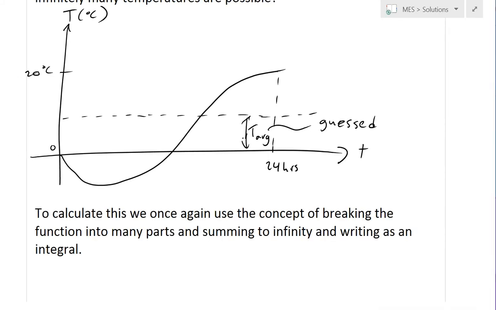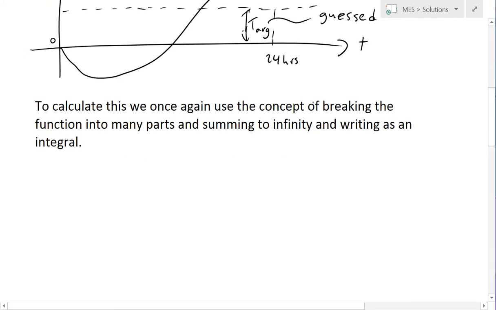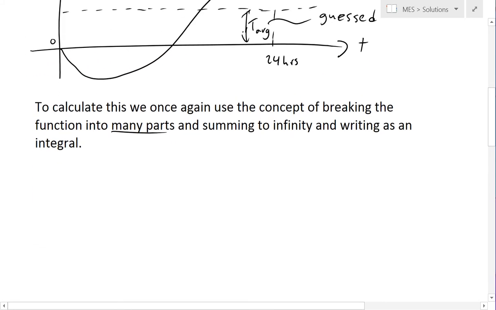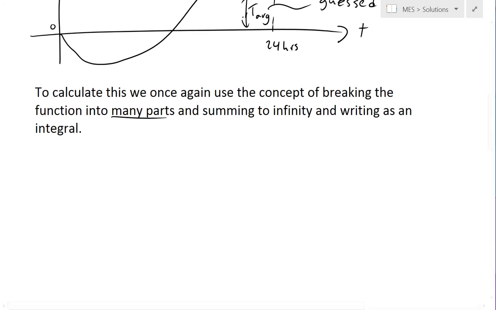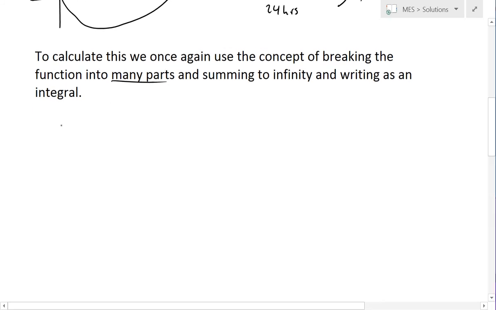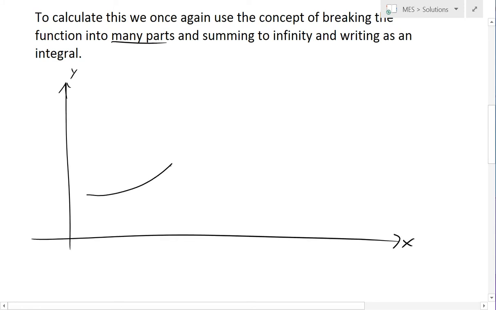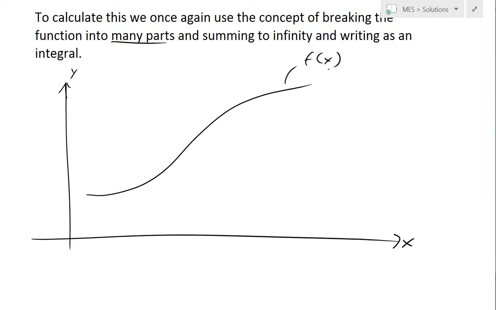Now to calculate this exactly, we could use the concept of breaking up the function into many parts, summing to infinity and writing it as an integral. That's basically what I've done in my previous videos on integrals and areas, defining integrals as an area. So if we had a function like this, there's our x, there's our y-axis. Let's say the function looks something like that. This is our f of x. And we wanted to know the average between this point, x equals b, and x equals a.